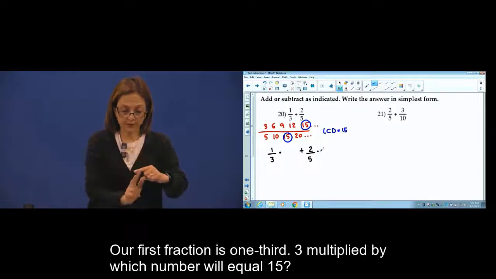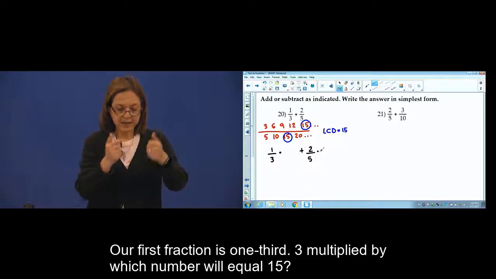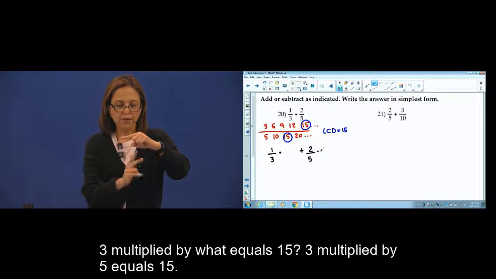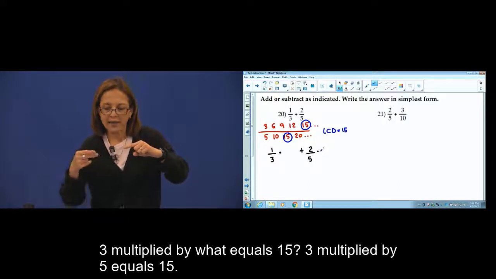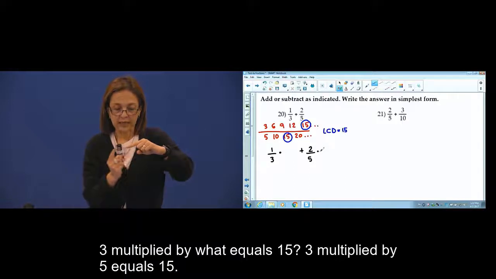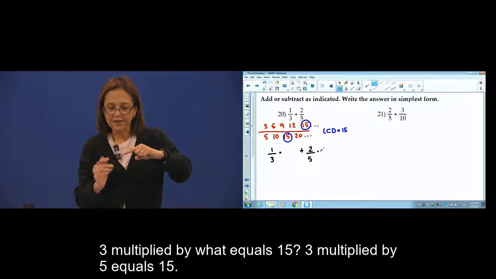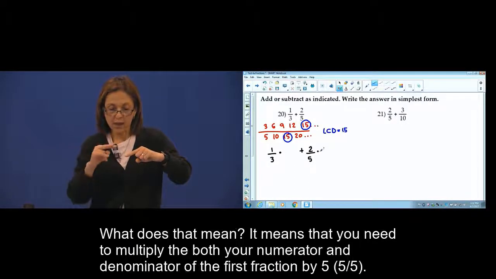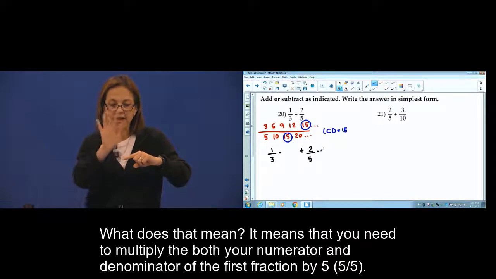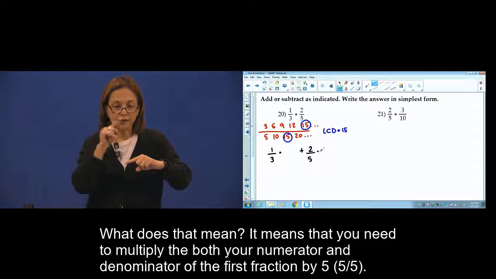So first we have 1/3. 3 times which number equals 15? 3 times what? 3 times 5 equals 15, which means we have to multiply both the numerator and denominator by 5.